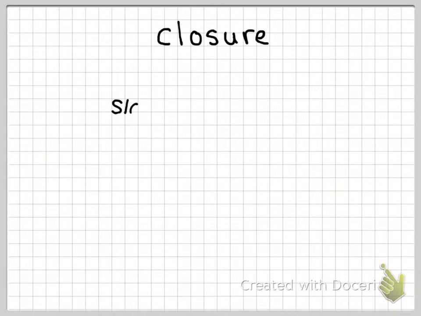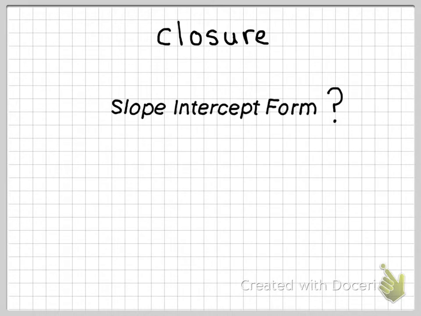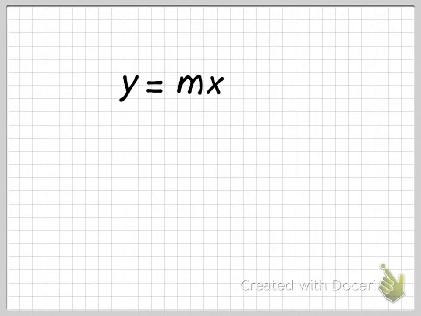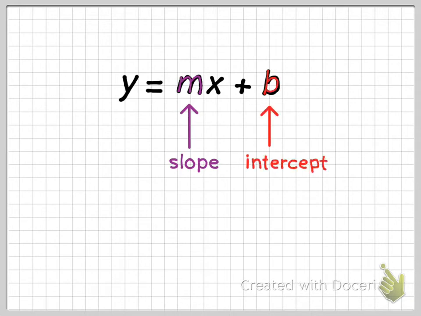So, in closing, slope-intercept form. What is it? It is written in the form y equals mx plus b. And in this form, m is what? M is the slope, and b is the, I hope you said, intercept, the y-intercept.